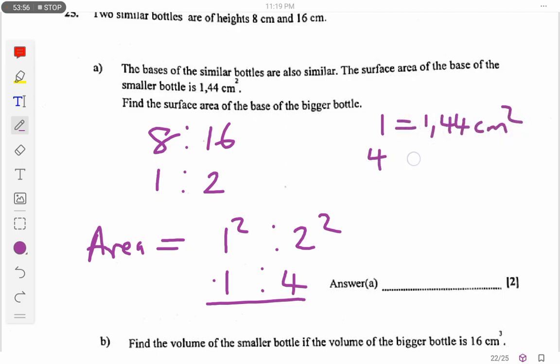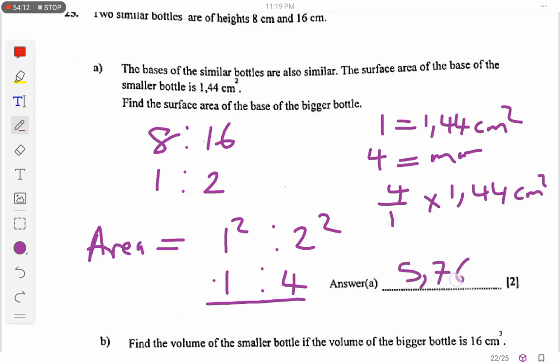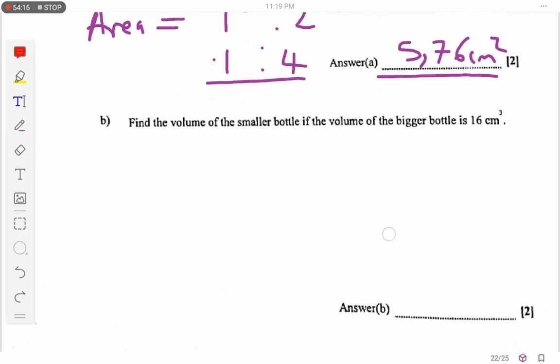Then the 4 is going to be more. So it's going to be 4 over 1 times 1.44 over 1 there. I can even remove the over 1 there. Centimeter square. So it's going to be 5.76 centimeter square. It's bigger.